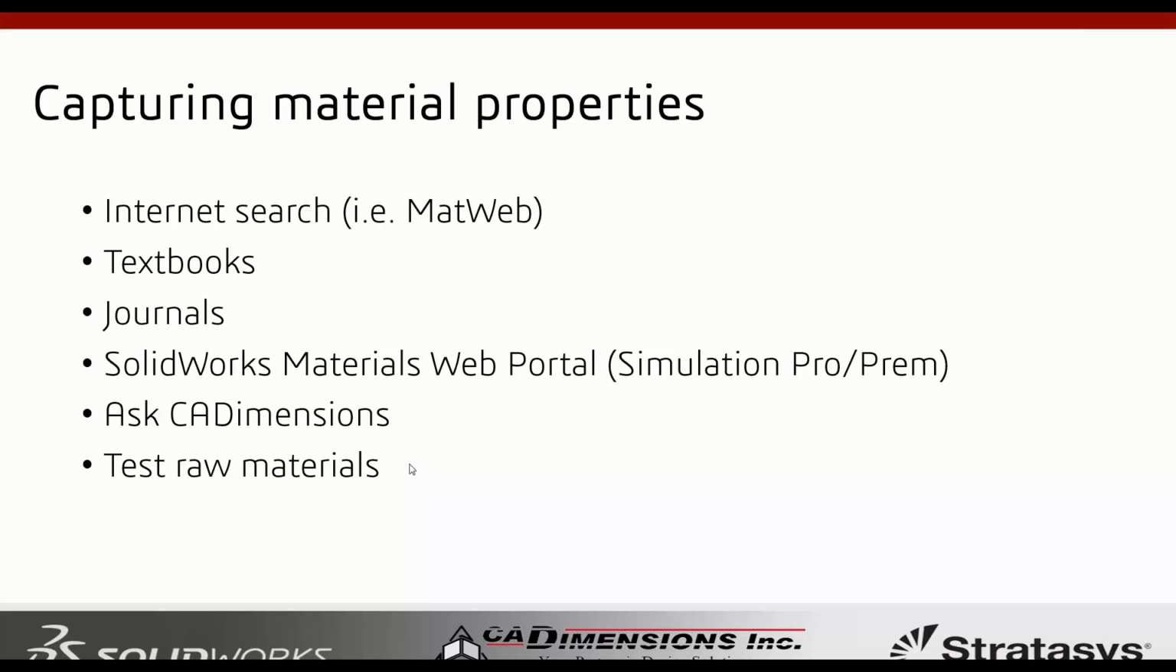So this is probably the most concrete method to get your material properties. You're not really depending on any internet search or textbooks or journals. You're basically taking your stock part, sending it to a material testing lab, and they would put together the material properties for you. Now, CAD Dimensions can also recommend a few companies that do this.